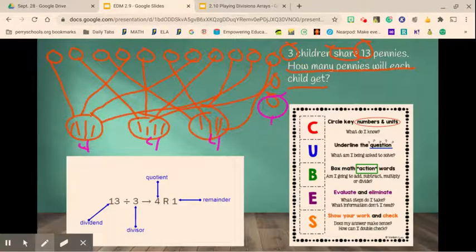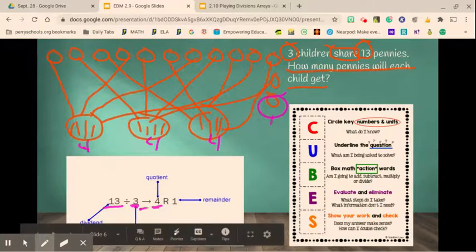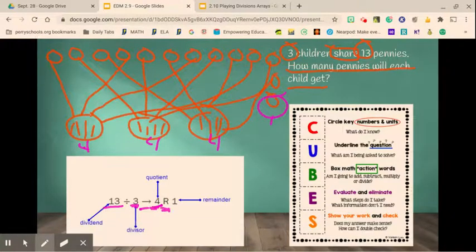So when I write my number sentence, I'm going to have the dividend, 13, divided by, this is called the divisor, the number that I'm dividing by. So I divided it by 3 people. My quotient is going to be the answer. And so remember, it has the arrow. So it results in 4 pennies, and then there's a remainder of 1. So we read this number sentence: 13 divided by 3 leads to 4 remainder 1.